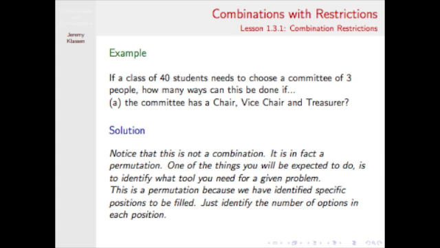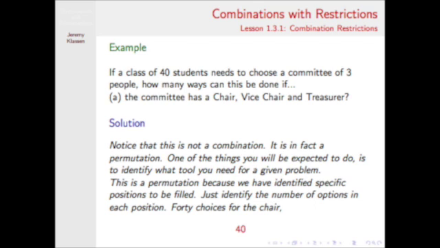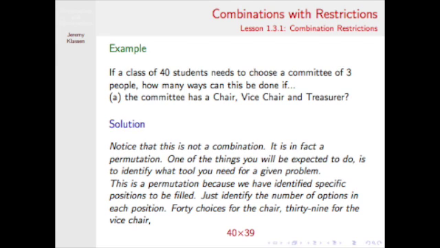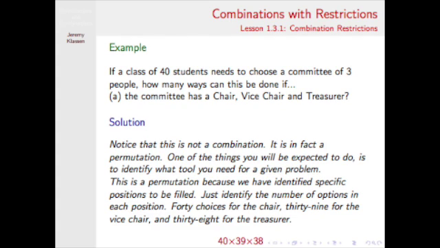And so all we have to do is identify the number of options in each position and then find their product. So to begin, we note that there are 40 choices for the chair, followed by 39 choices for the vice chair, and finally 38 choices for the treasurer, for a total of 59,280 different committees.